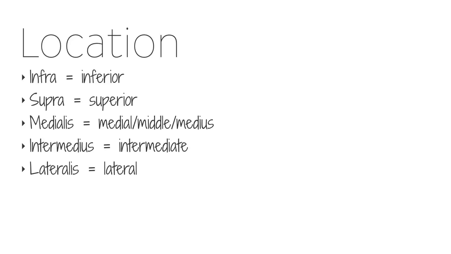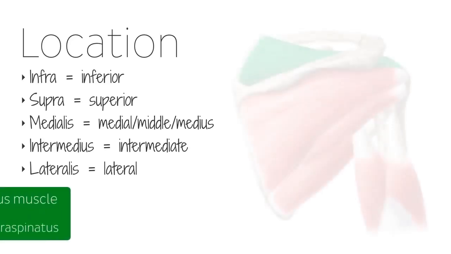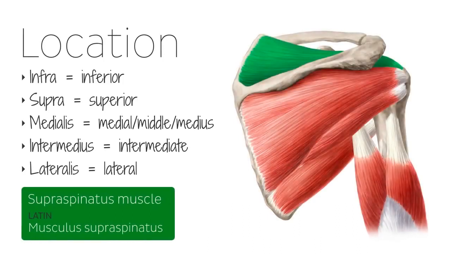An example of a muscle named using one of these basic terminologies would be a muscle we've looked at briefly before, the supraspinatus muscle, which is the more superiorly situated of the two spinatus muscles of the scapula.